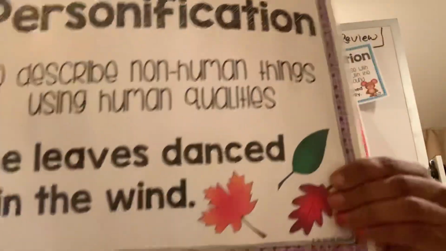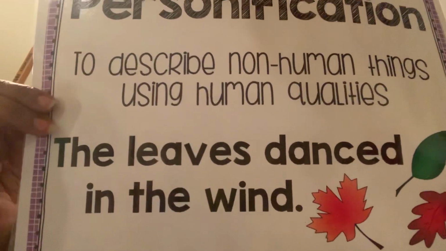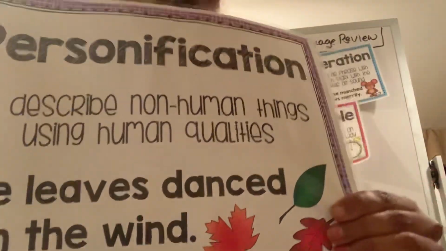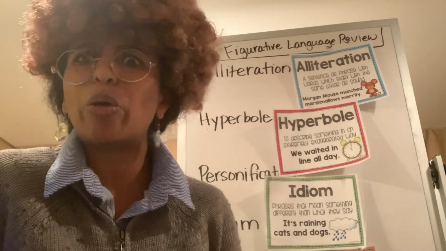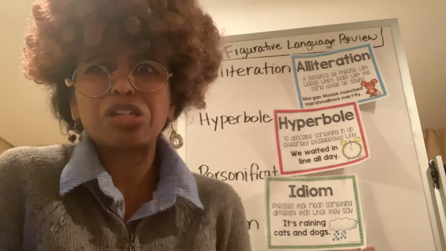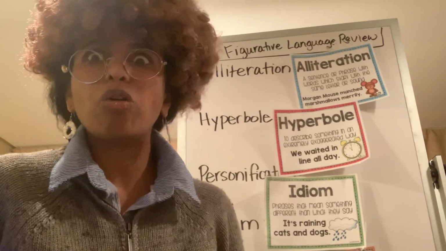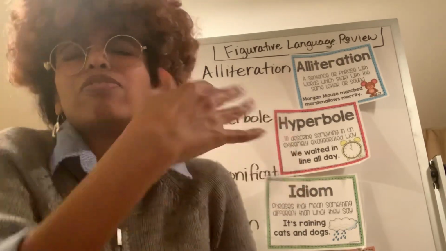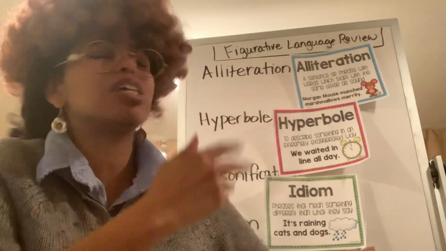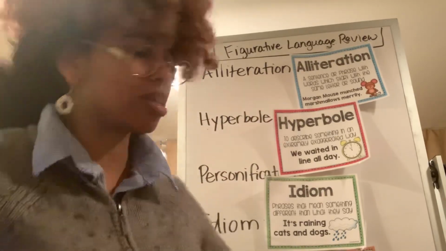The example we have here says, the leaves danced in the wind. What a lovely image. Instead of saying the leaves were blowing, really, who wants to say that in a poem or in a descriptive paper? Instead, you want to say the leaves were dancing in the wind, and it sounds so much better.